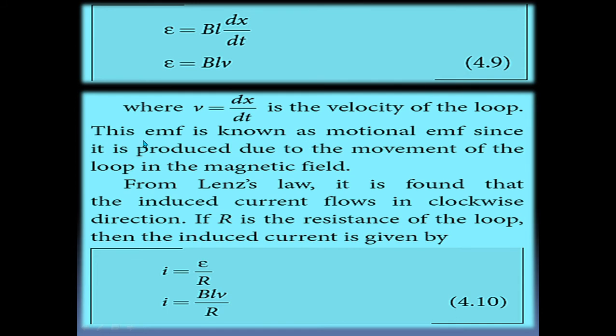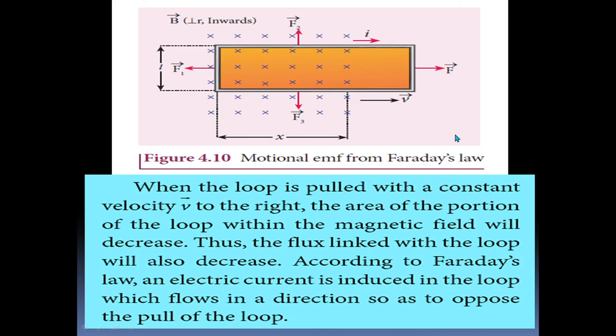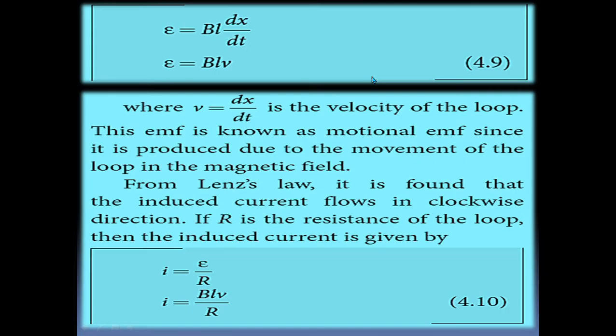This EMF is known as motional EMF because the rectangular loop moving to the right in the uniform magnetic field produces the EMF. That means the EMF is produced by the motion of the loop, and that is why it is called motional EMF, since it is produced due to the movement of the loop in the magnetic field.